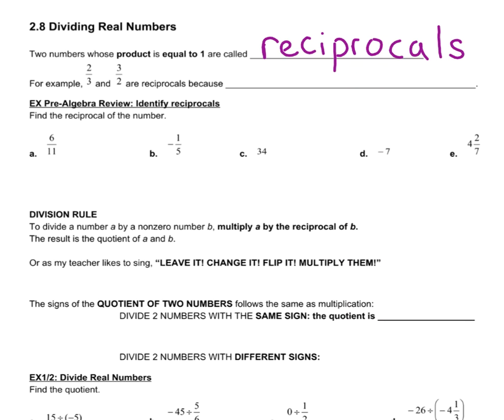Reciprocals. For example, 2/3 and 3/2 are reciprocals because, let's see, 2/3 times 3/2. We'll look at the numerator and the denominator. The 3s are going to cancel. The 2s are going to cancel. All that we're left with is 1/1, because when you cancel things out, you're left with the 1, we just get 1. So they're reciprocals because they multiply to 1. And let's write that in English too. Because they multiply to 1.